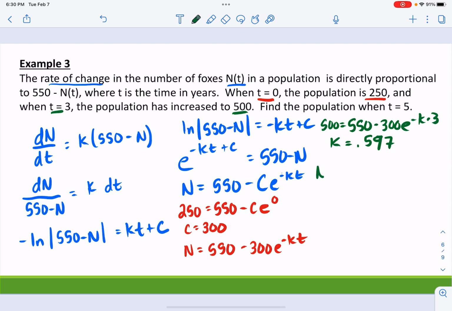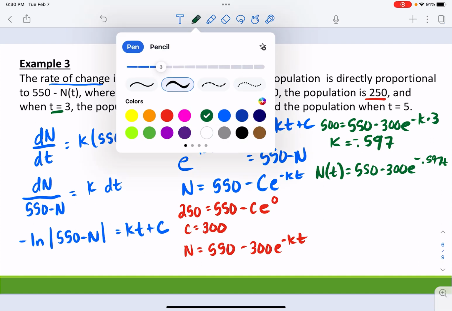Okay, so then now I know my N of t formula is 550 minus 300 e to the negative 0.59. Ooh, but it's positive because I have a negative. I think this actually is a negative because it's growing. Your population is growing. So, oh, I have negative in my notes. So that's my formula.